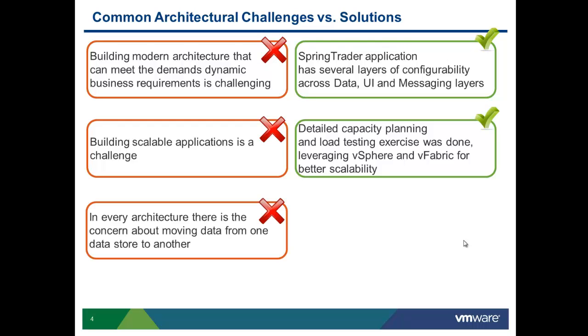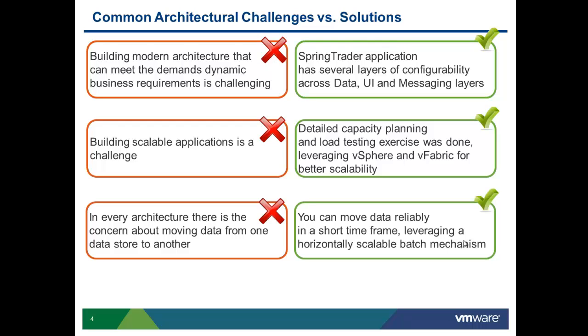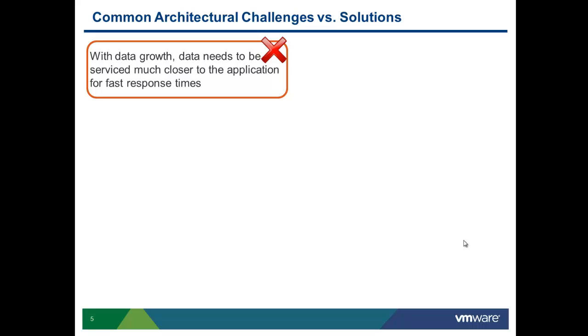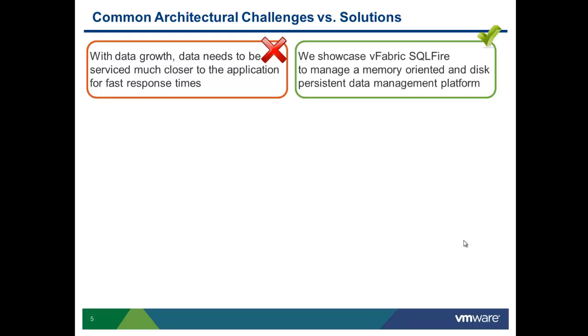In every architecture, there is the concern about moving data from one data store to another. In vFabric reference architecture, you can move data reliably and in a horizontally scalable manner by leveraging your existing load balancer layer along with the Spring Batch scalable solution that we've put together. With data growth, data needs to be serviced much closer to the application for fast response times. In the vFabric reference architecture, we showcase how to use vFabric SQLFire to manage a memory-oriented and disk-persistent data management platform.